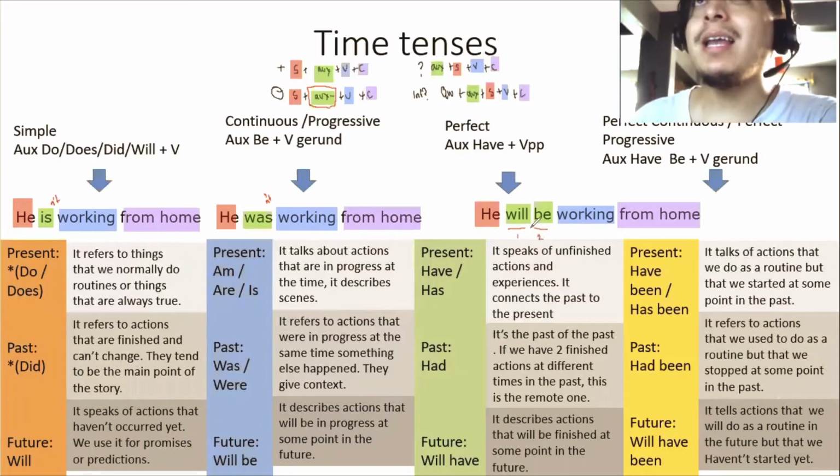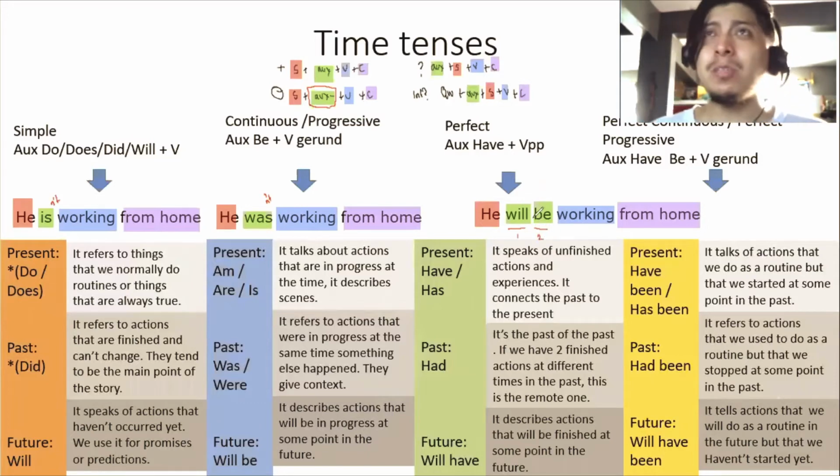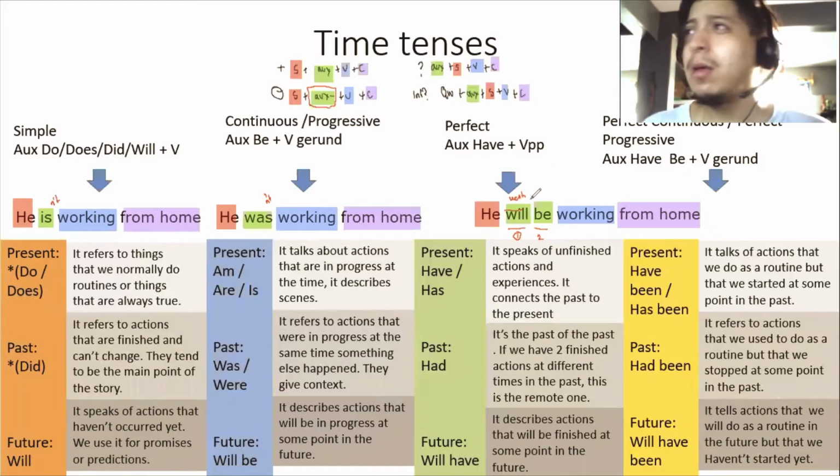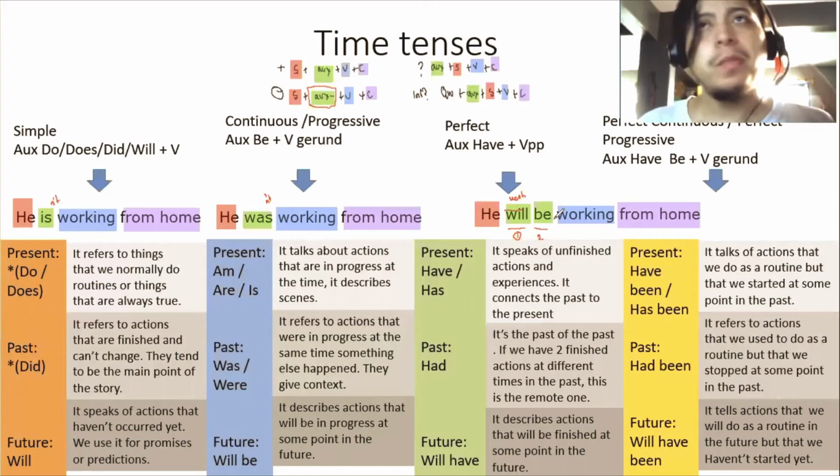What we were saying is that when you have an auxiliary that is more than one word, only the first word is going to take the negative. So you say won't, he won't be working from home. Only the first part takes the negative. You never say he will be not working from home. It is only the first part that you have to change. He is working, he isn't working. He was working, he wasn't working. He will be working, he won't be working. Yeah, that's pretty much it.